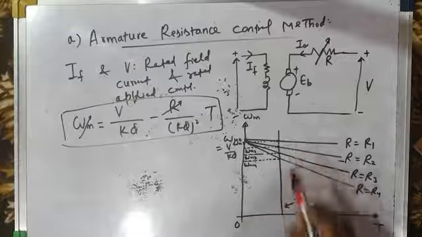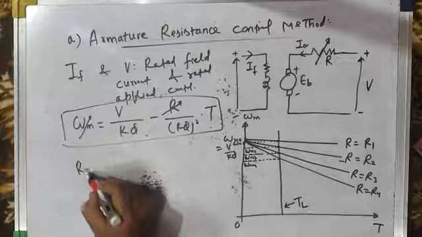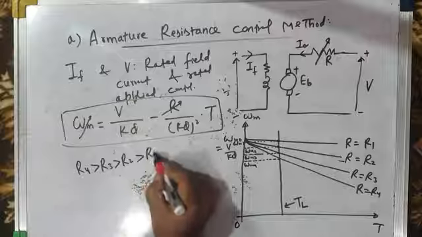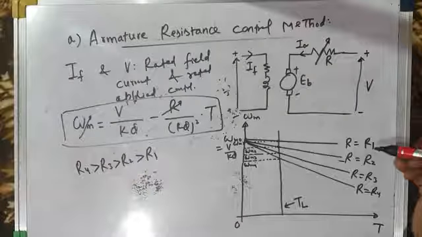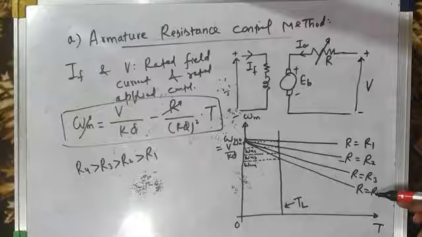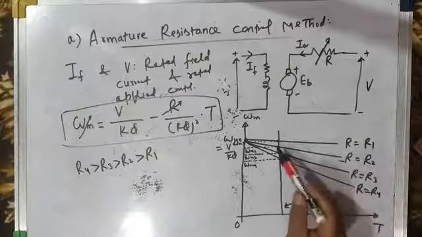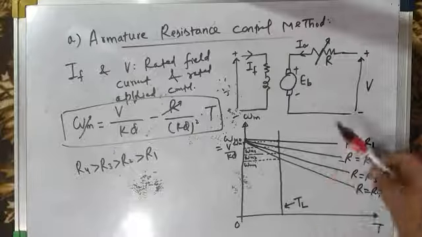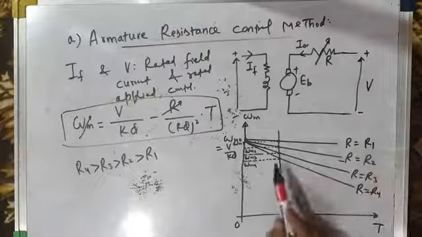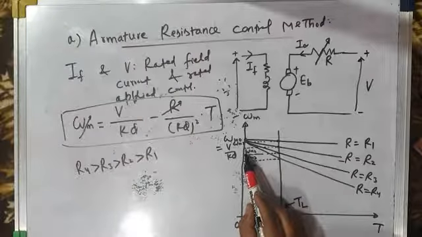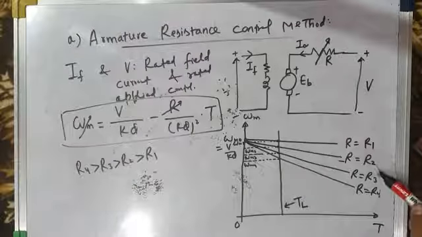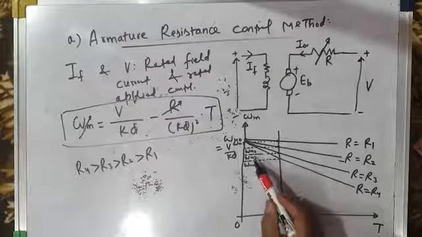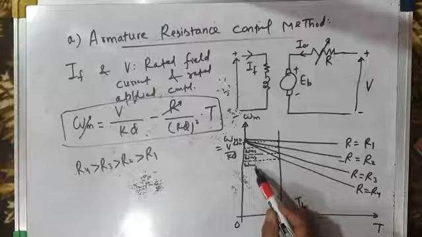So clearly you can see R4 is greater than R3, greater than R2, greater than R1. So when you increase the resistance from R1 to R2 to R3 to R4, what happens to speed? You can say at R equal to R1, speed of the motor is omega m1. When you increase resistance from R1 to R2, speed drops from omega m1 to omega m2. Then similarly, when you increase resistance from R2 to R3 and R3 to R4, the speed drops from omega m2 to omega m3 and then omega m3 to omega m4.